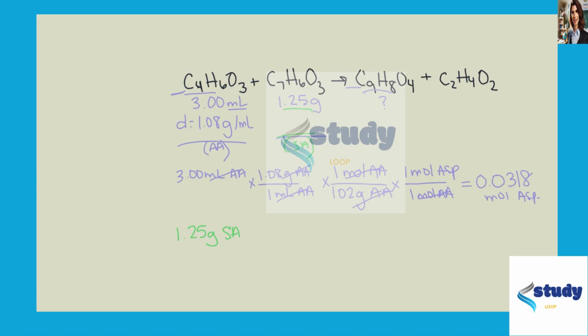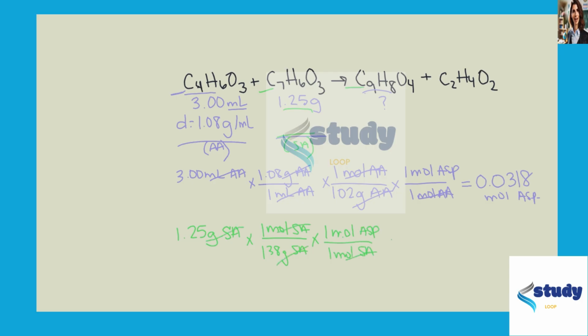We have to convert grams into moles. So we take it times the molar mass of salicylic acid, which is 138 grams per mole. So for every 1 mole, we have 138 grams. Then we look at the equation to look at the molar ratios of the compounds. So for every 1 mole of salicylic acid that reacts, we get 1 mole of aspirin.